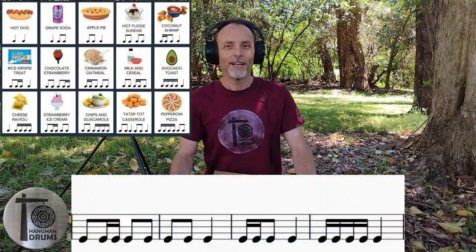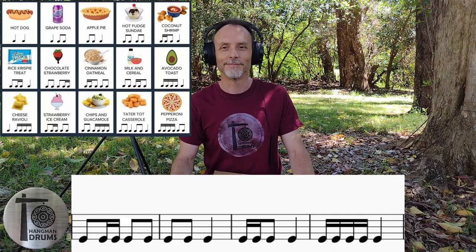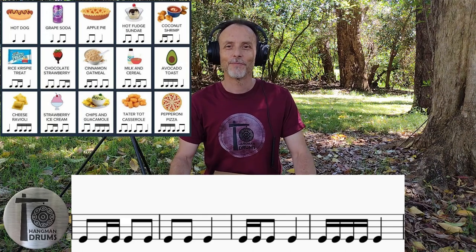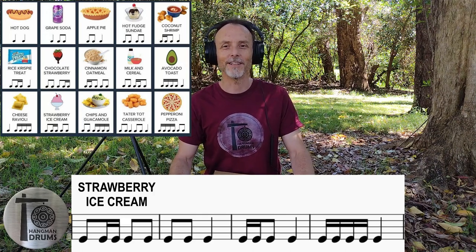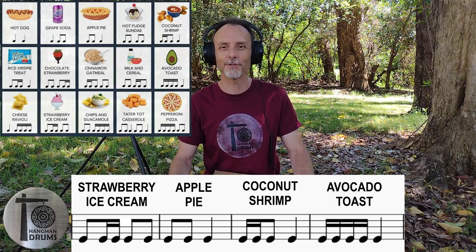Now let's look at the pattern I showed at the start of the video. Let's have a look and find the words that go with each bar. So it's strawberry ice cream, apple pie, coconut shrimp, avocado toast.